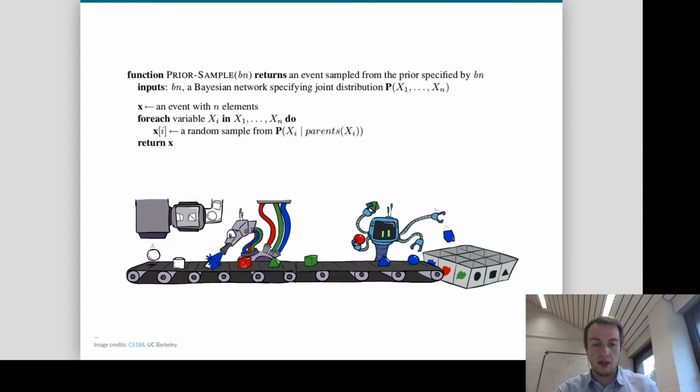Then at the end you would produce a sample with this prior sampling algorithm that you would fill into the bins of this box. These samples then would follow the distribution of the joint. So in terms of pseudocode, it's quite simple.